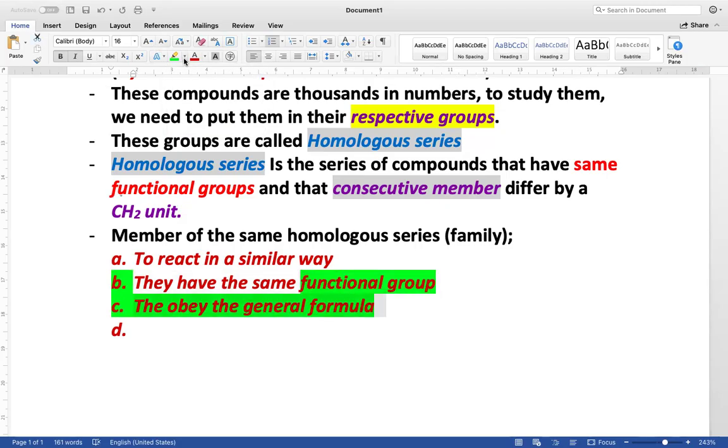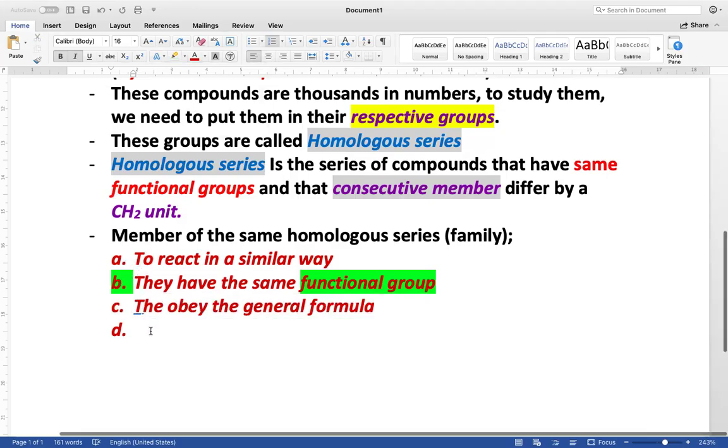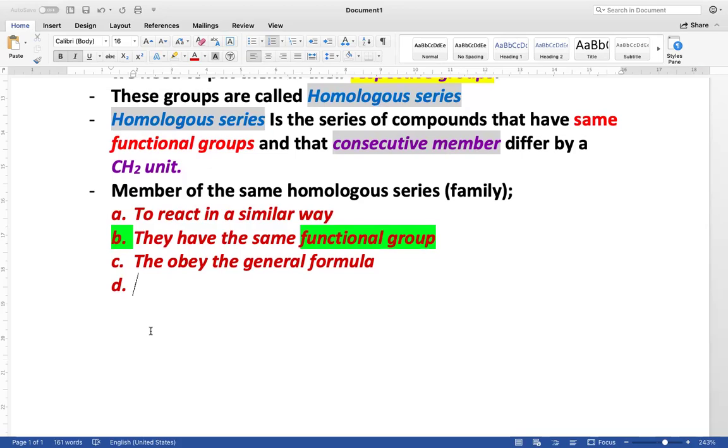However, in as much as that happens, we are saying not only that, these compounds are supposed to have the general formula, supposed to have the same functional group, supposed to react in a similar way, and the naming of the members, or the names of the members, have the same ending.